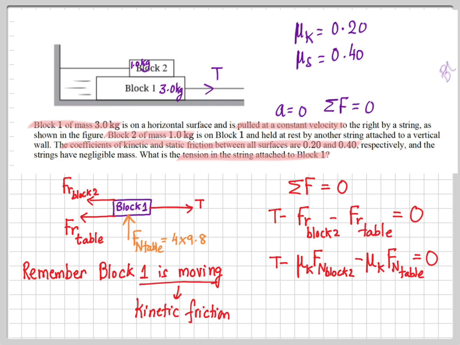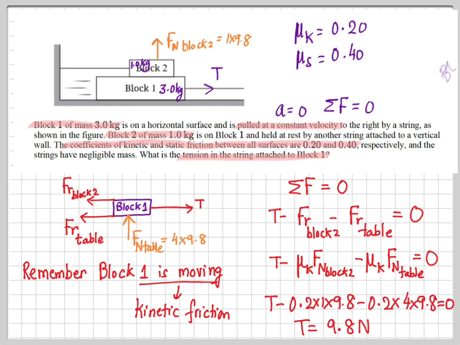Then to get the normal force of block 2, we have to go back to the diagram. We can see that block 2 is on top of block 1. It is going to push block 1 with its own weight, so it will have a normal force of the same amount, which is 1 times 9.8. Now that we have the normal forces for both the table and block 2, we will substitute them into the equation and solve to get 9.8 Newton, which is approximately 10 Newton, and I think in the multiple choice we had one of the options as 10 Newton.